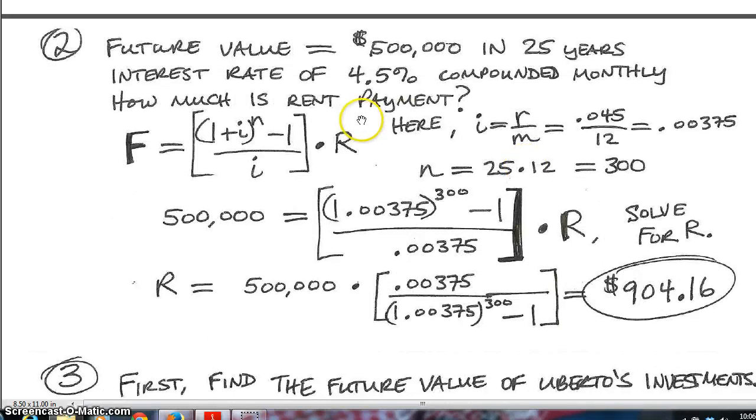So we use the future value formula. There's 4 variables, F, I, N, and R. We want to find R, and we know F, I, and N. I is the 4.5% divided by 12. N is 25 times 12, 300. Plug all those in, solve for R. So I just invert this and put it on the other side. And that's $904.16.